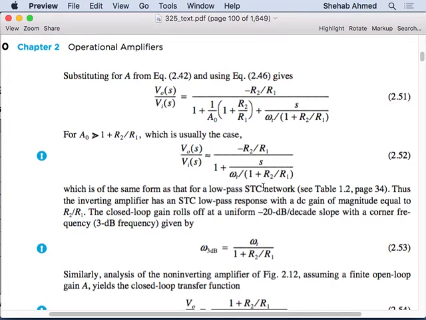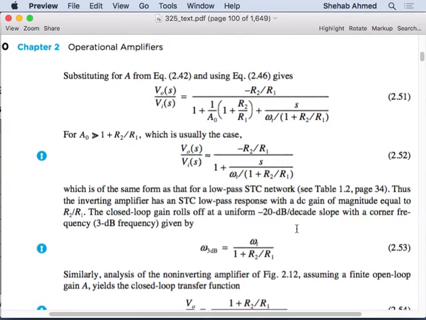It looks like a low pass filter with a break frequency of omega t over 1 plus R2 over R1. This is your 3 dB frequency. Okay, so your 3 dB frequency is omega t over 1 plus R2 over R1.